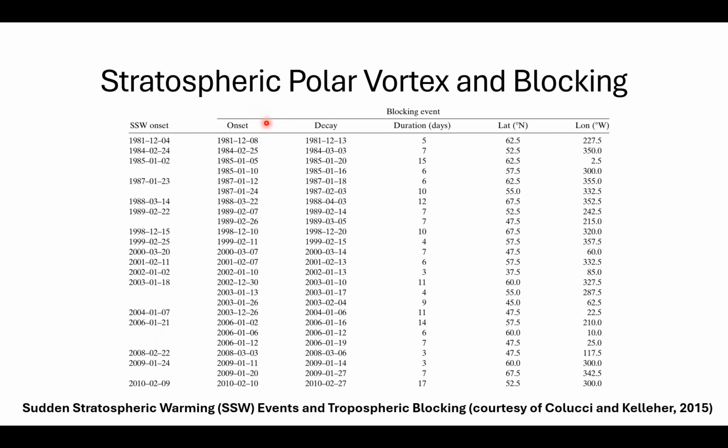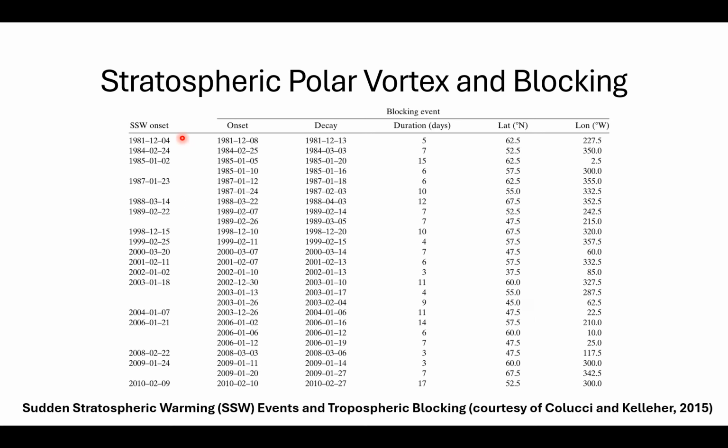The next column, we're showing the actual onset date. And then over here, I'm sorry, no, this is the onset of the blocking pattern. So onset, just think of the beginning of it. This is the decaying portion of the block, when the decay happened in the blocking. This was the duration in days of the blocking in this vertical column. And these were the latitude and longitudes associated with each of these blocking patterns.